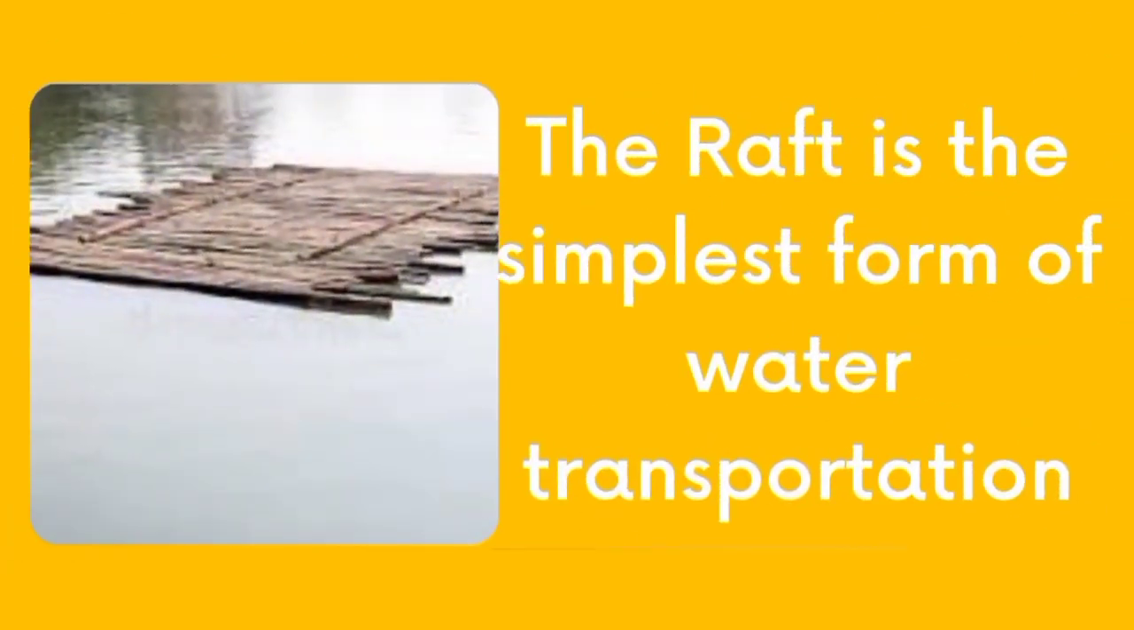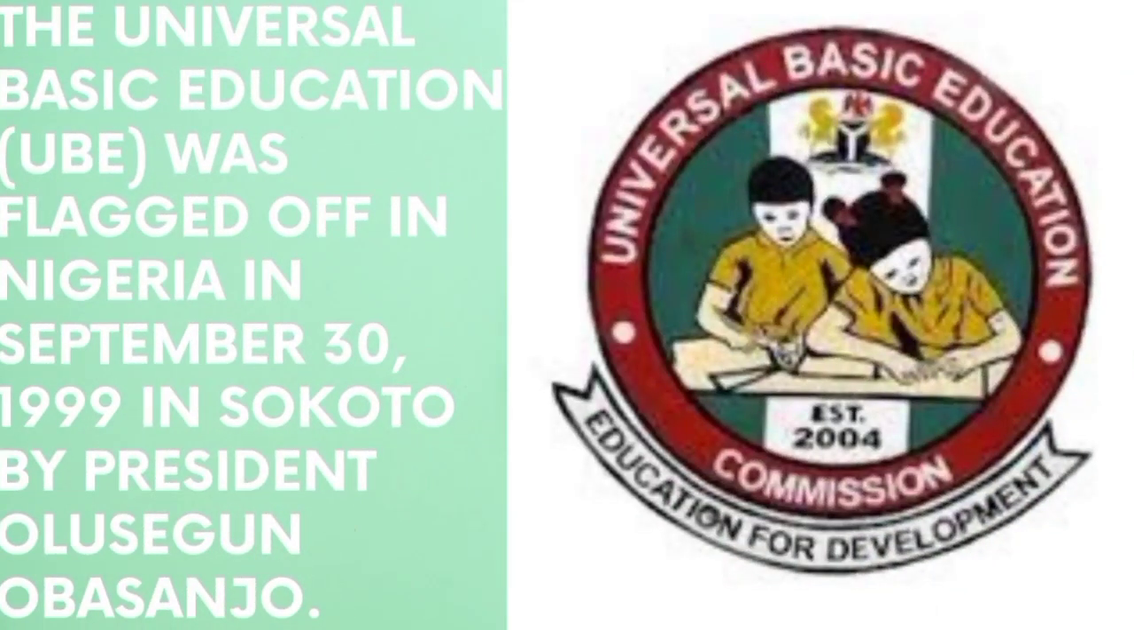Now, another aspect we want to look at is transportation. The image before you is a raft. The raft is the simplest form of water transportation. So, in whatever circumstance or whatever situation such questions come up, the simplest form of transportation is the raft.